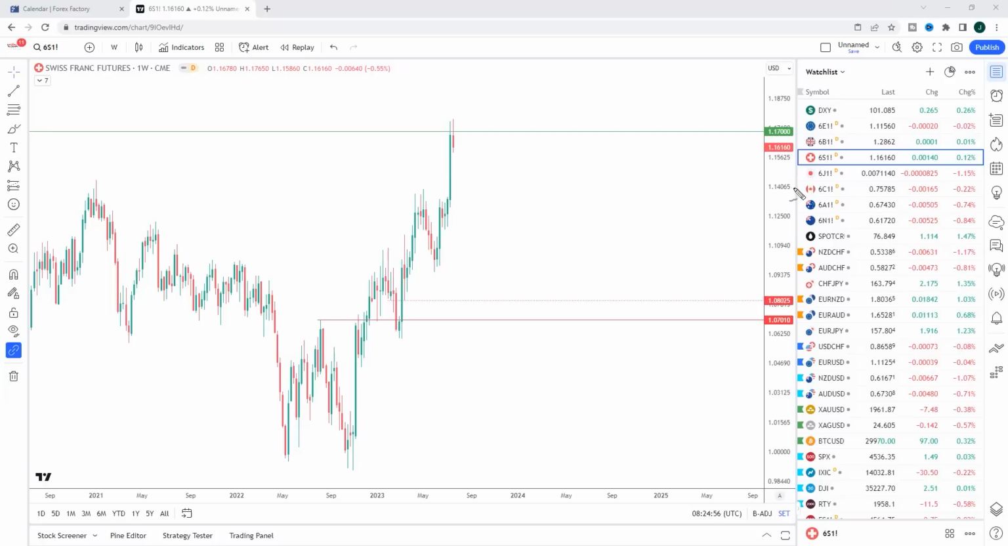Next is the Swiss franc. The Swiss franc already came up and tested the 1.117, which was the yearly target that I had here at the beginning of the year. I highlighted this. Going into next week, we've started to pull back a little bit, but any pullback in this area, look at the momentum through the previous high here.